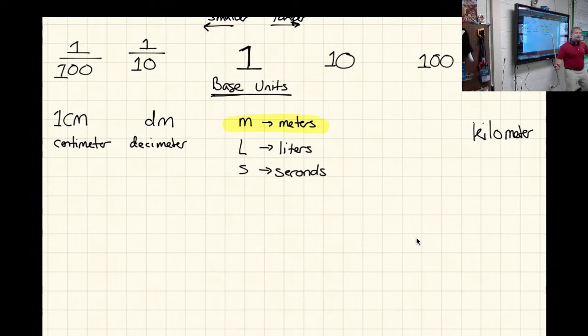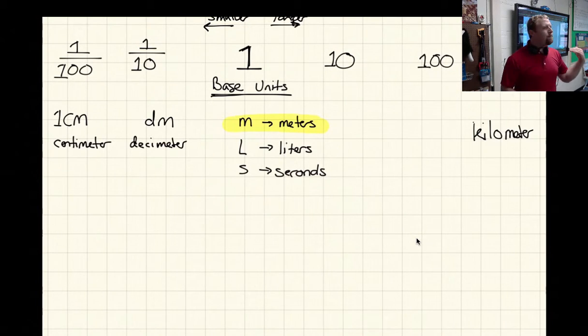Centiliter, deciliter, kiloliter. Centisecond, decasecond, kilosecond. One of the most common we use is millisecond. Okay? So we use the metric system because these little words out front tell us very quickly where it is. If I say kilo, your brain should instantly, and it will eventually, jump to 1,000. If I say centi, your brain should jump to 1/100th. It's only a very small piece.